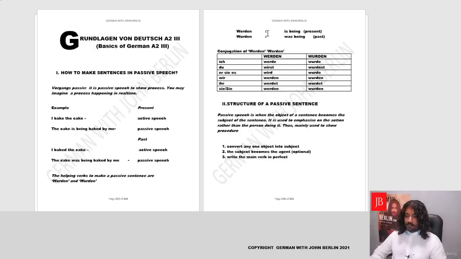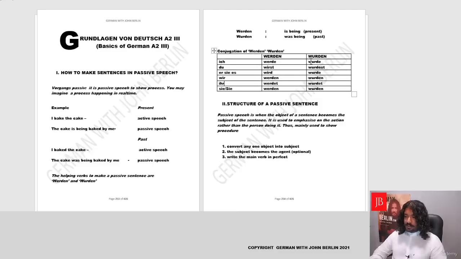Before we learn more about this, let's quickly conjugate the verb werden und wurden. So it looks something like this. Ich werde, du wirst, sie, es wird. It's an unregelmäßiges Verb, it's an irregular verb. Then again, wir werden, ihr werdet, sie, Sie werden. So this particular part is a little irregular, where it ends with a D.